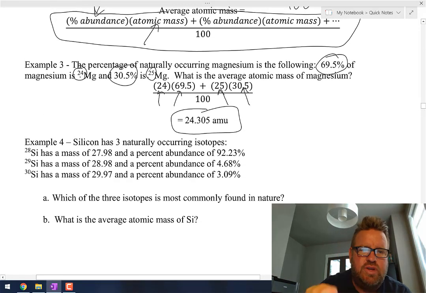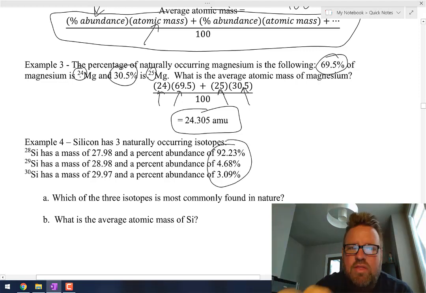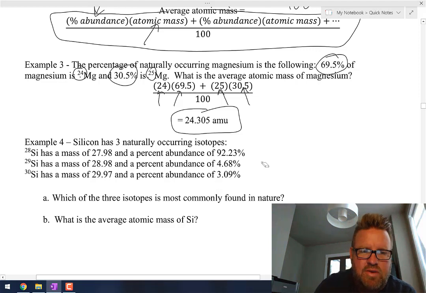Okay, now for the last one, I'm going to let you do that one. So as you can see, let me just give you a couple of ideas here. Let's do part A together. Which of the 3 isotopes is most commonly found in nature? Okay, well, you look right here at your percentages. Which is the biggest number? That's the one that's most commonly found in nature. So 92.23.